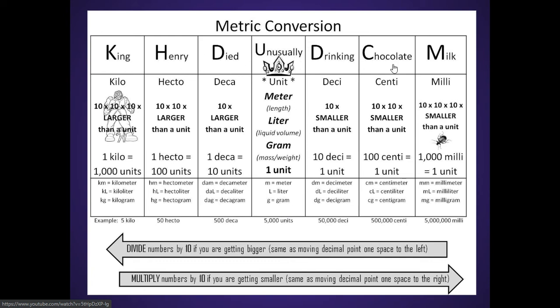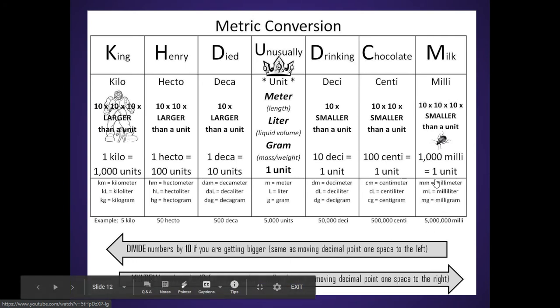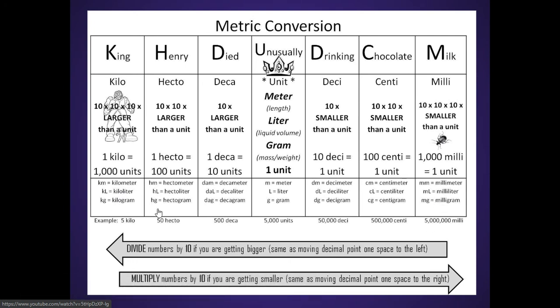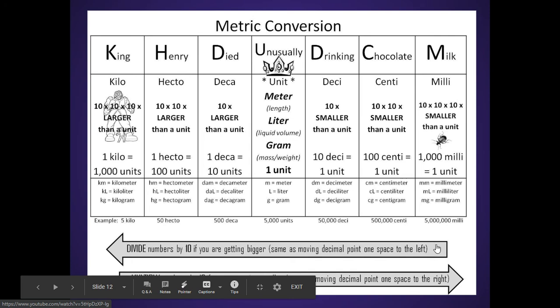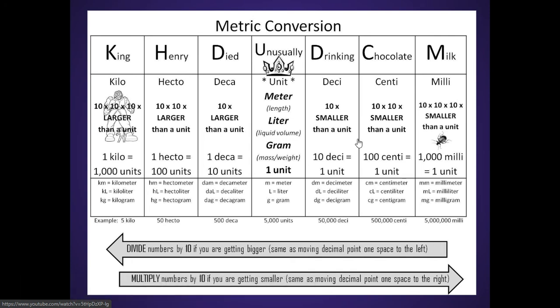One of the ways, a silly way, to remember the order would be King Henry died unusually drinking chocolate milk. The K stands for kilo, the H for hecto, the D for deca. Remember the U in unusually is the unit, your base unit, and then the D for deci, C for centi, and the M for milli. If you look down here, these give you all of the abbreviations for each of these, which once again we will get into in more depth when we get to this lesson in your book. But I wanted you to have this and be able to come back and reference it if you need it.